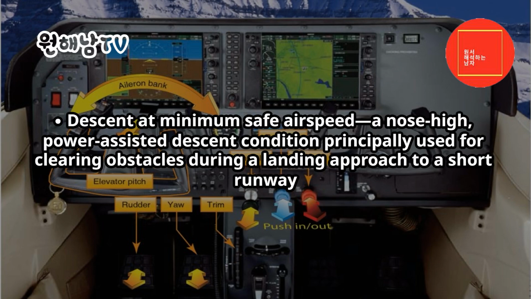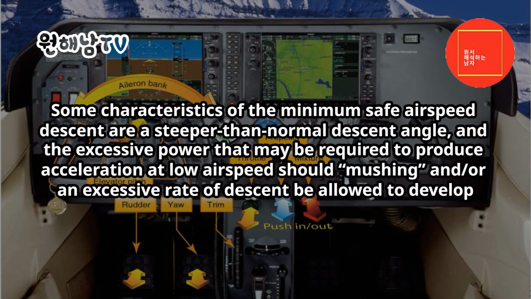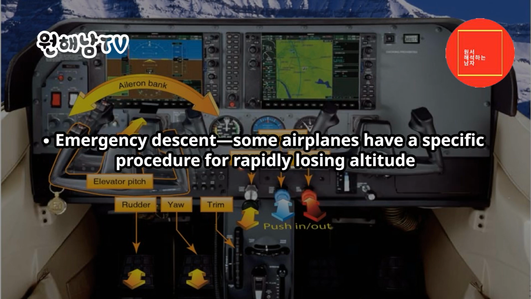Descent at minimum safe airspeed, a nose-high, power-assisted descent condition, is principally used for clearing obstacles during a landing approach to a short runway. The airspeed used for this descent condition is recommended by the AFM/POH, and is normally no greater than 1.3 VSO. Some characteristics of the minimum safe airspeed descent are a steeper than normal descent angle, and the excessive power that may be required to produce acceleration at low airspeed should mushing and/or an excessive rate of descent be allowed to develop.